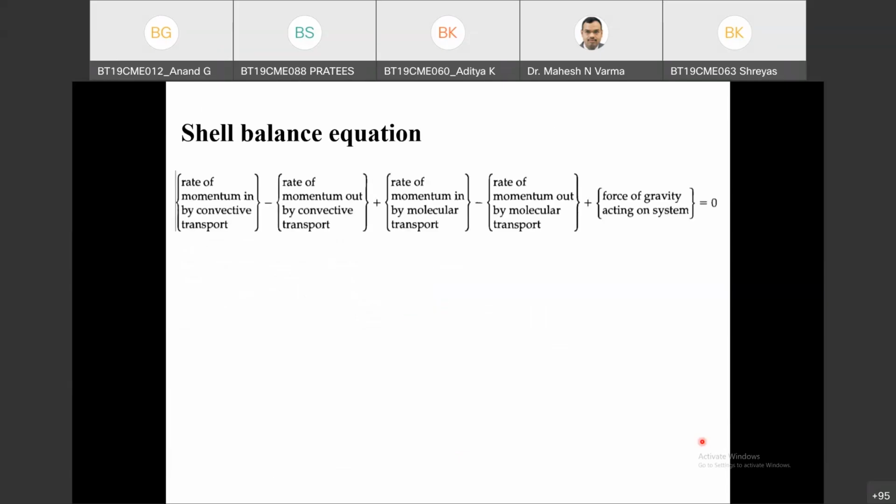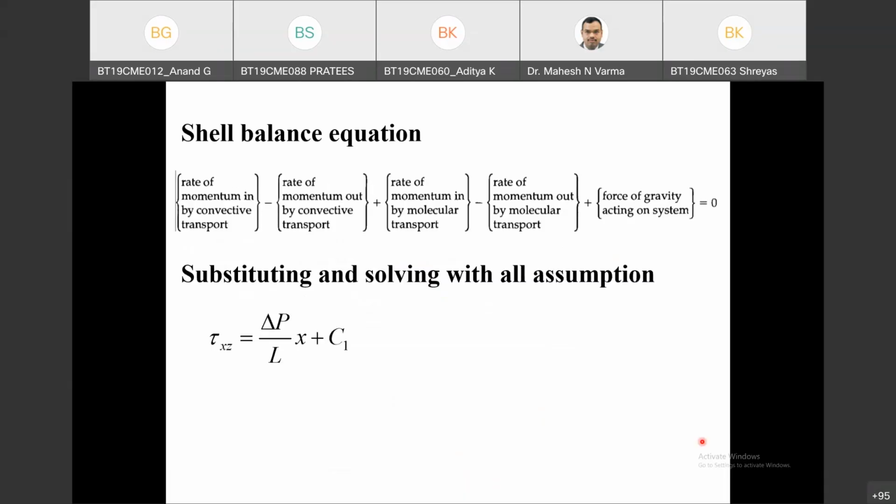You can do the rate of momentum in and rate of momentum out, and the gravitational force is 0. Substituting all, this is what you will get: delta P L divided by x, C1. And this is the velocity profile: delta P x square minus C1 divided by mu x plus C2. Two velocity boundary conditions are there; substituting them, you can get the values of C1 and C2.